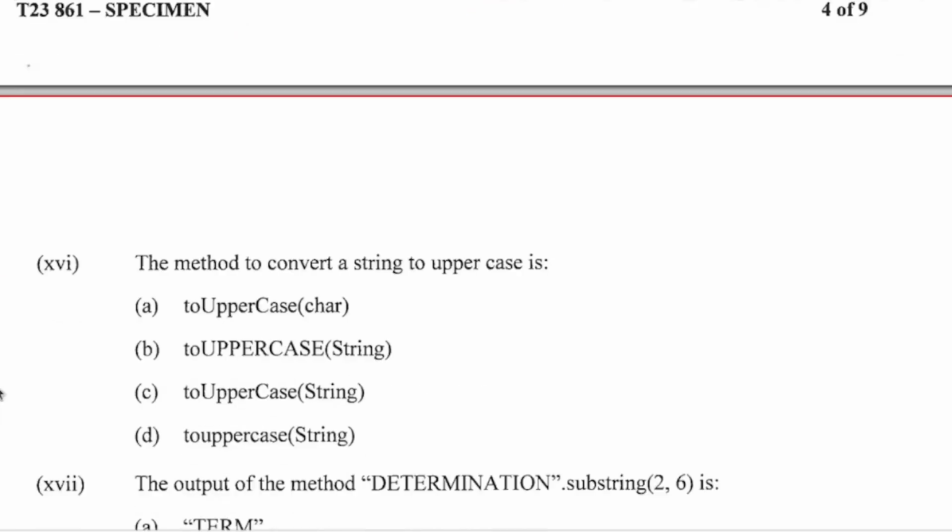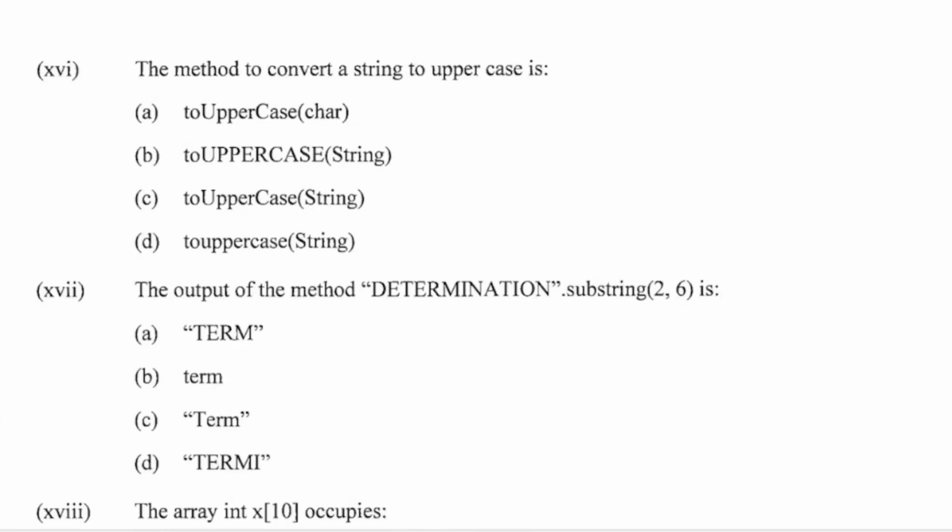Let's move on to question number 16 now. The question is: the method to convert a string to uppercase is, option A is toUpperCase with a character argument. Option B is toUpperCase with an all-uppercase name and the argument is string. Option C is toUpperCase with a string argument, and then finally D is toUpperCase with an all-lowercase name and the argument is string. So if you notice, we have to check for a string. So the first one is ruled out because it is taking a character.